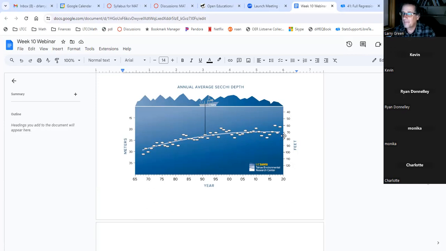Is that clear? There are still ups and downs, and that's going to happen because of, like I said, weather. Lots of rain, lots of snow. That's going to bring a lot of dirt in the water. But over the long run, there wasn't a continuing decline.